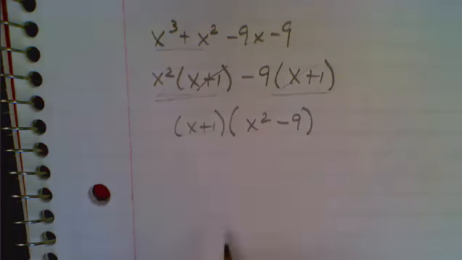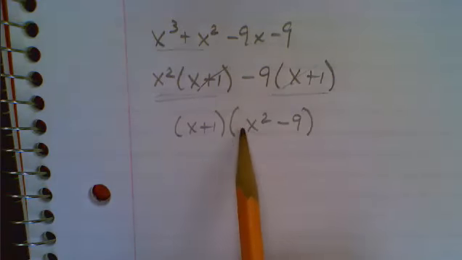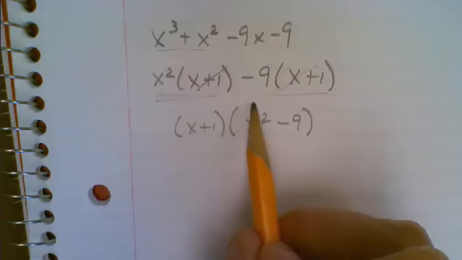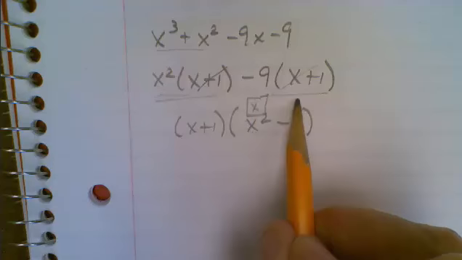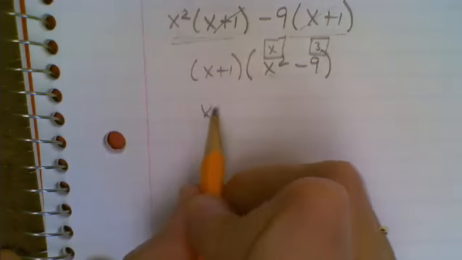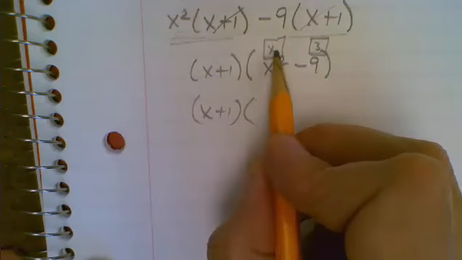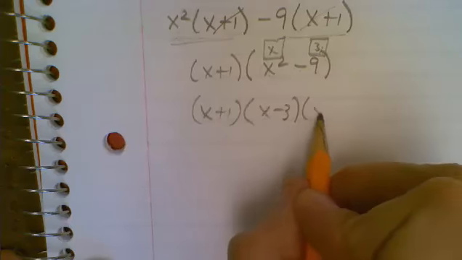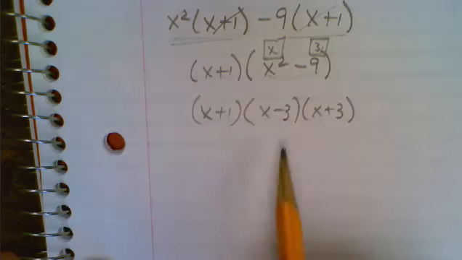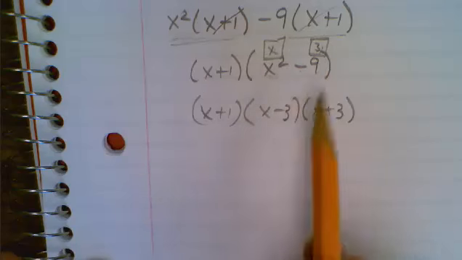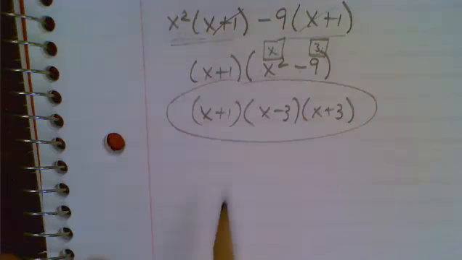And then don't forget, you always have to say, can I factor this any further? And yes, I can. This is the difference of perfect squares. So when you have perfect squares, both of those are perfect squares. When you factor it, it is x minus 3 and x plus 3. That's when it's the difference of squares. They're both perfect squares. It's x minus 3, x plus 3. Okay, so that's factoring by grouping.